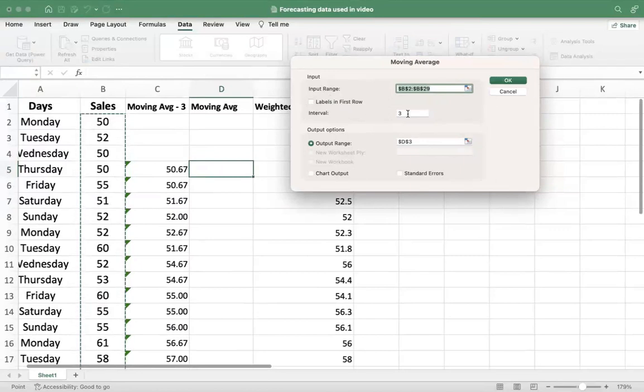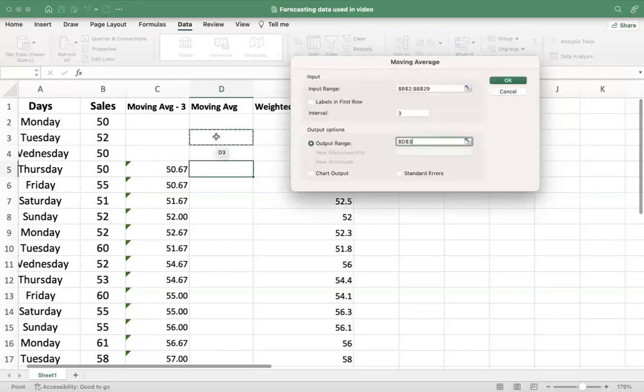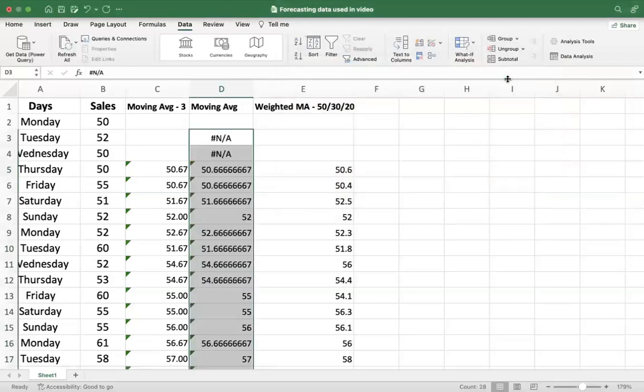Interval 3, because I'm using a 3-period moving average, so I will write 3. The next thing it's asking is where you want your results to appear. I say, okay, I want my results to appear here in this column at this place. If I click OK, you can see it has automatically filled in, and you can see that these results and these results are identical.